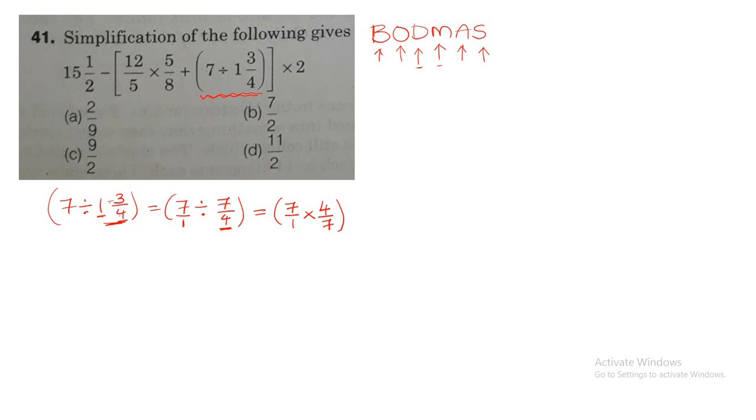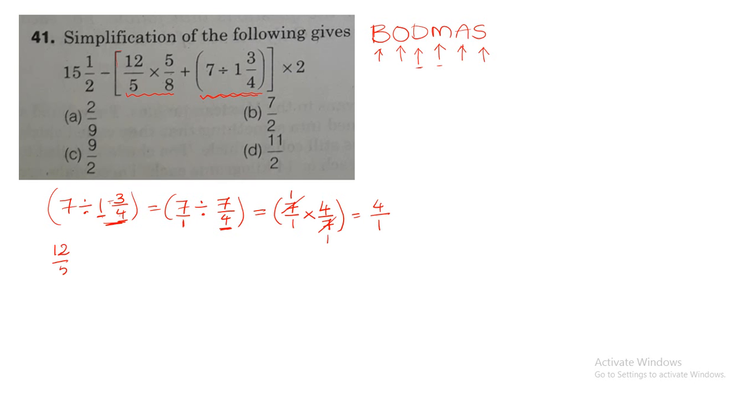Now 7 is present in the numerator and 7 is present in the denominator, so I can cancel out these 7s. This goes one time and this also goes one time. Then finally in the numerator, 4 ones are 4, divided by 1 ones are 1. This is the value we obtain by simplifying 7 divided by 1 3 by 4. After that we have one more thing within the big bracket, so we need to simplify that also.